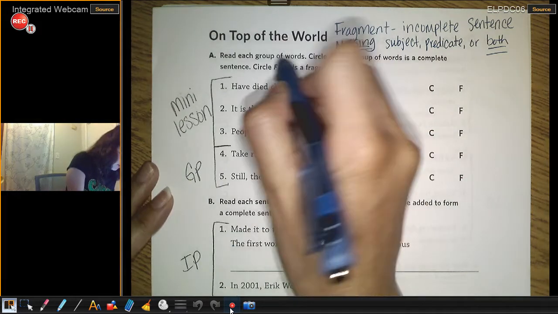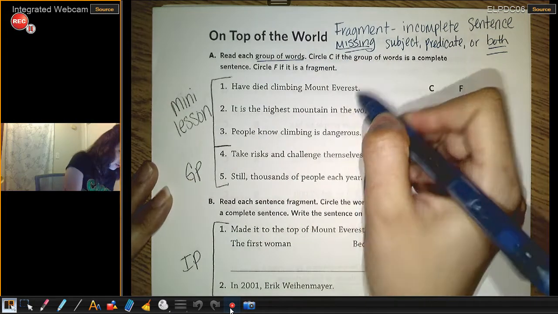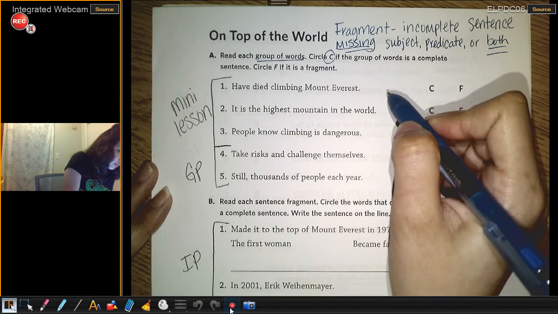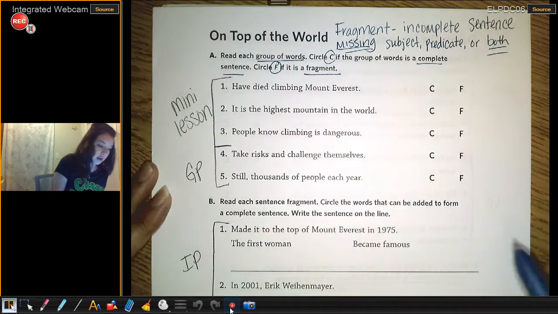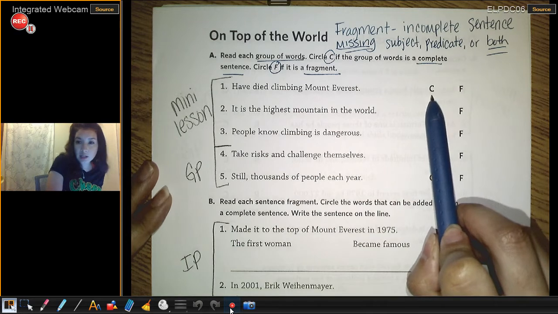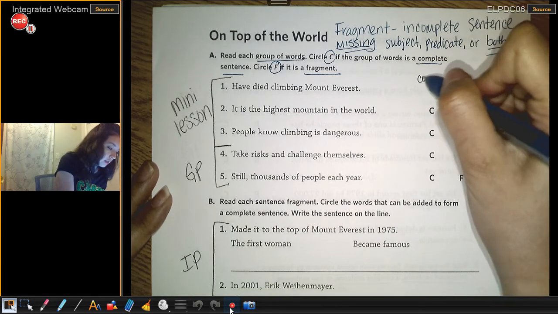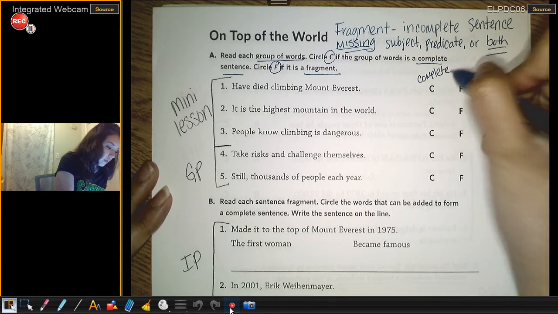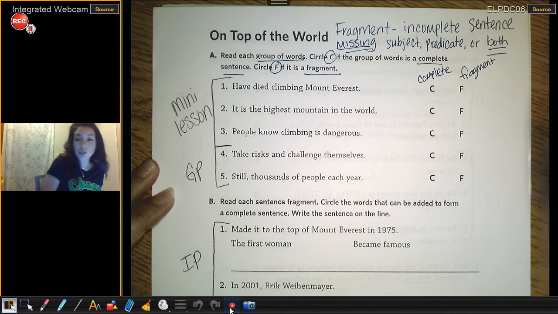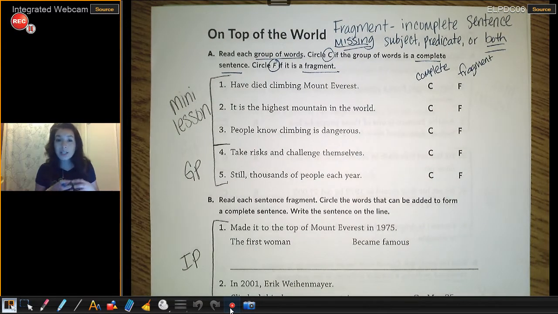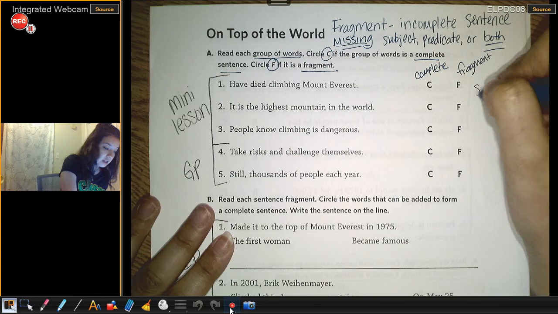So for each group of words, we're going to circle C if the group of words is a complete sentence, and F if it is a fragment. So here C stands for complete, F stands for fragment.